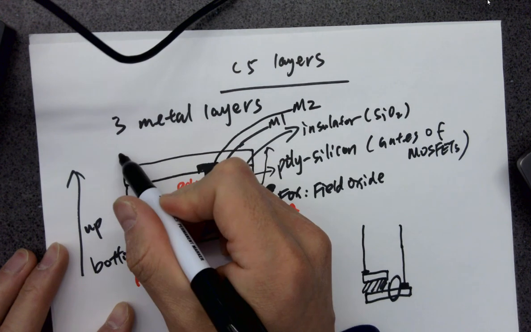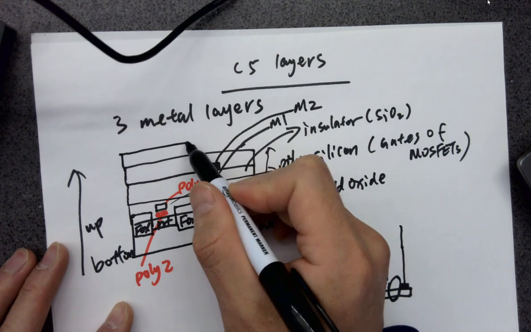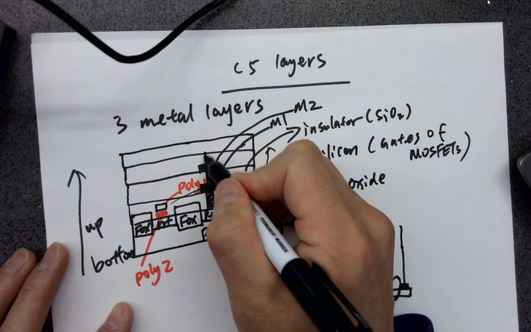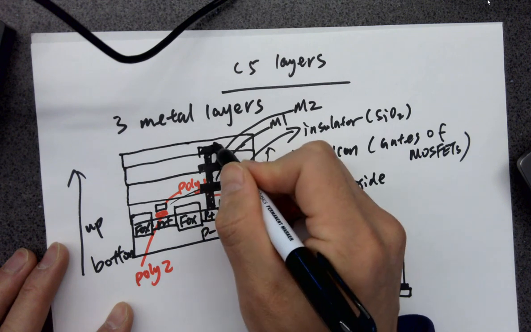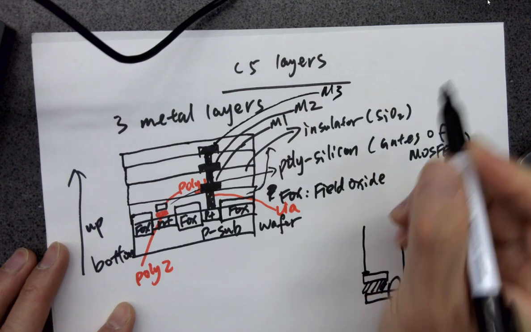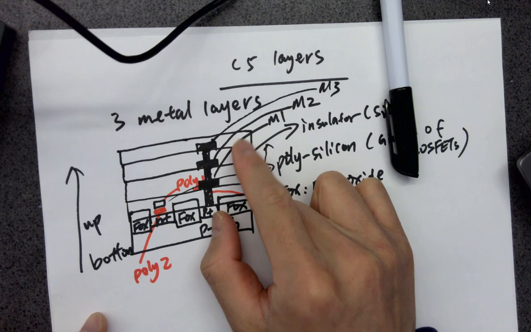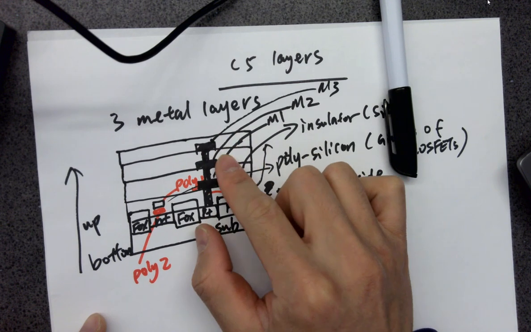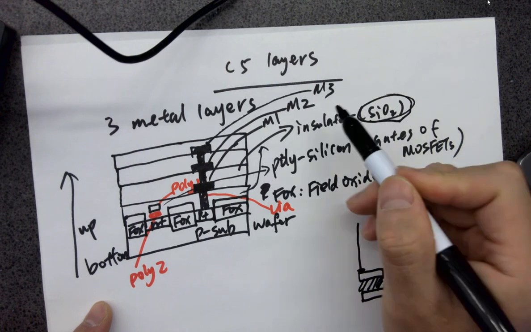All right, here's our final layer of metal. And of course, it's called metal 3. So the material used to insulate the layers between the metals is always silicon dioxide. It's an insulator in between them.